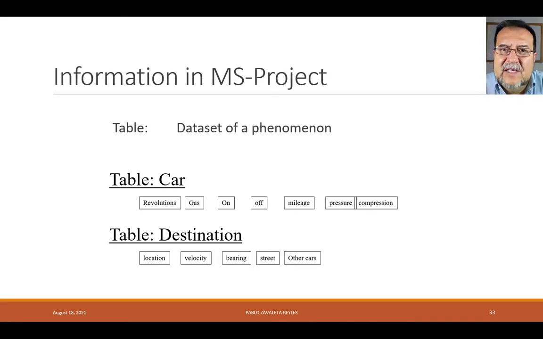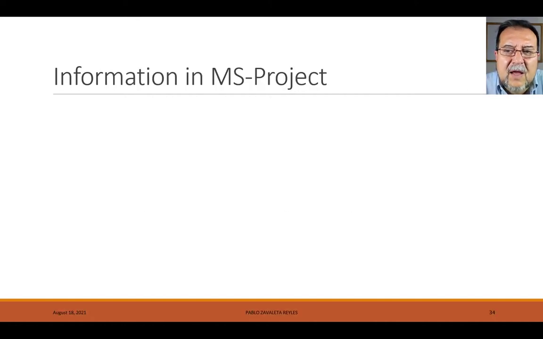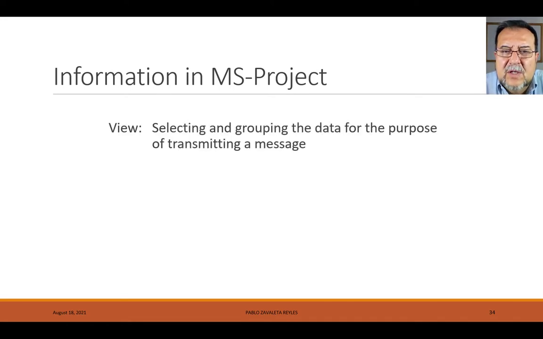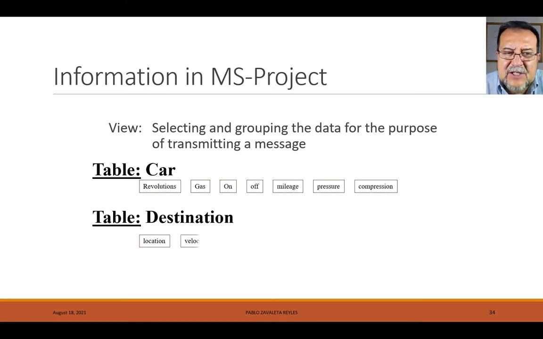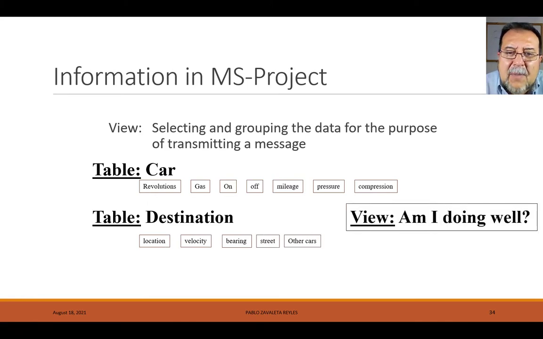Okay, how do we achieve the information? Well, information, we achieve it by using the views. That is, we select or group the data in order to make sense of our message. In this case, for example, where we had the table car and the table destination, the view that says, am I doing well, is composed of certain fields: gas, on, location, velocity.